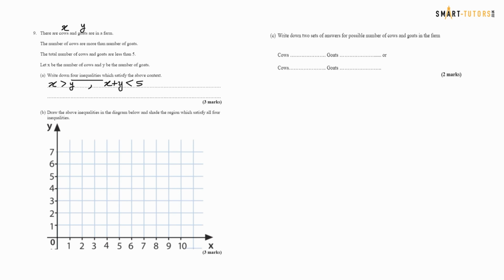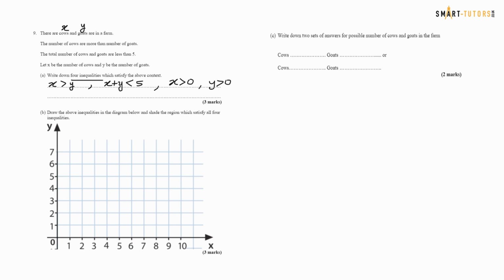Let x be the cows and y be the goats. Write down the 4 inequalities. So how can I get 4 inequalities? Those are 2. Cows and goats are in the farm, which means x has to be greater than 0 and y has to be greater than 0. Those are the other 2 inequalities, right? So let's draw. The second part asks: draw the above inequalities in the diagram below and shade the region which satisfies all 4 inequalities.